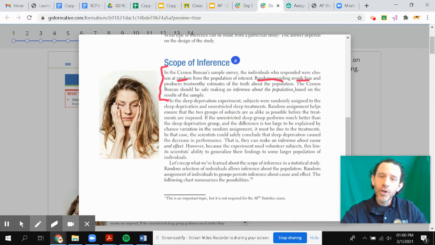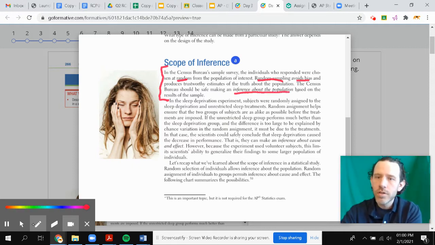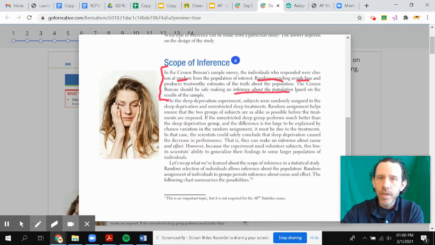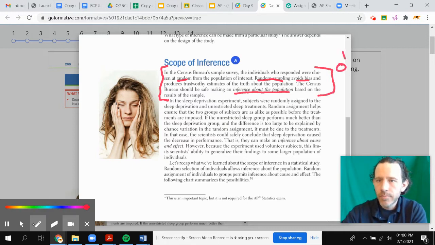And in turn, lets us create some inference about the population. So we can extend our results beyond just the people that were in the sample. We can extend those results to the population themselves. Okay. This right here is an example of an observational study.